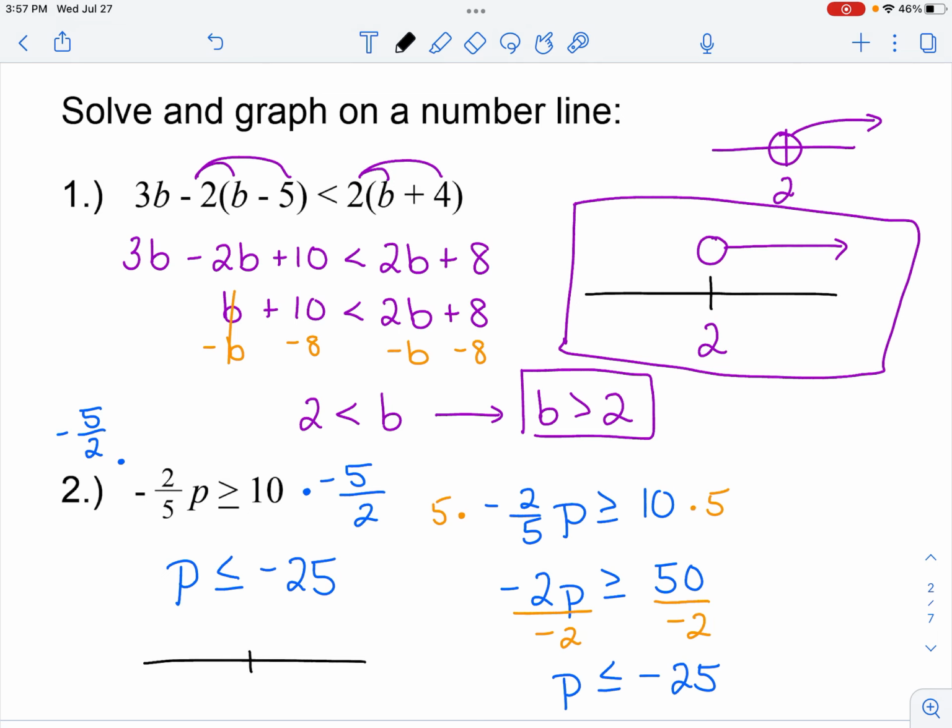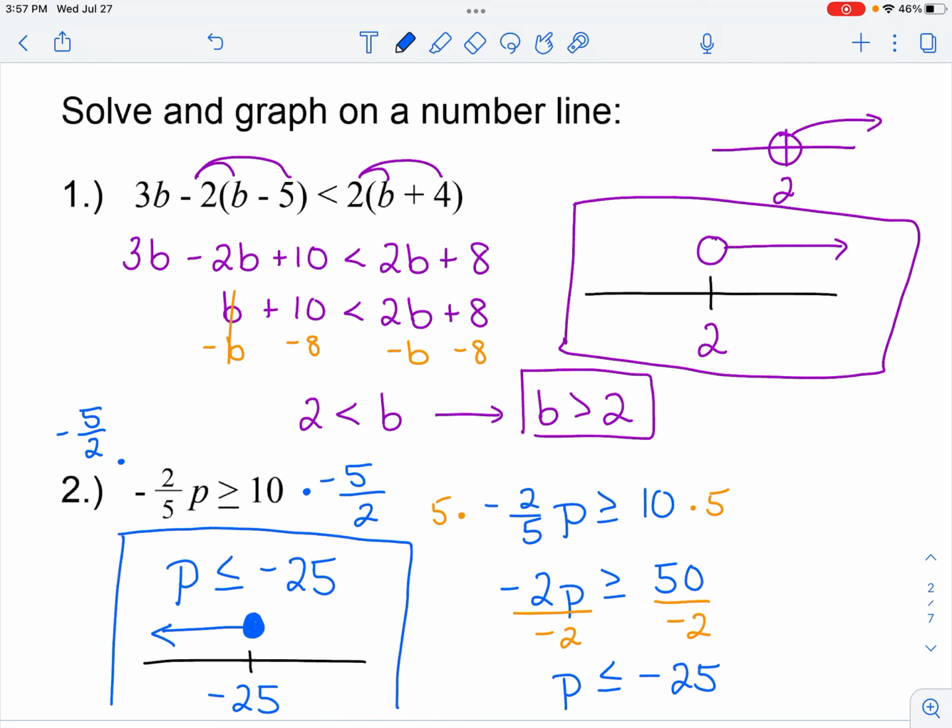I only need to mark the number of interest. The number of interest here is negative 25. This time I have an equal to, so I do a closed circle. And I have p is less than or equal to negative 25, so I'm going less than, which is to the left. Okay, so this is my final answer set over here.